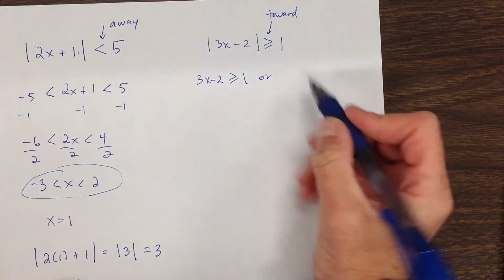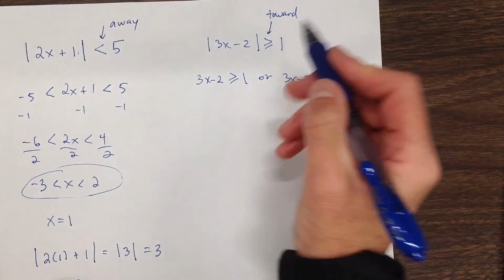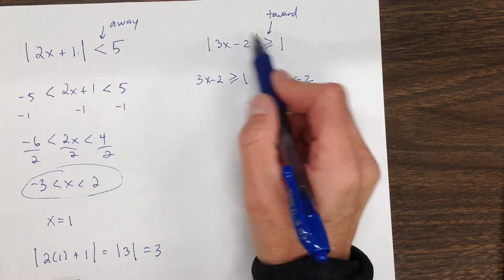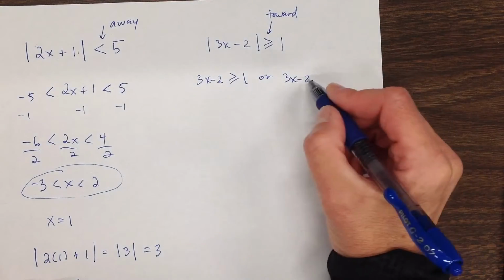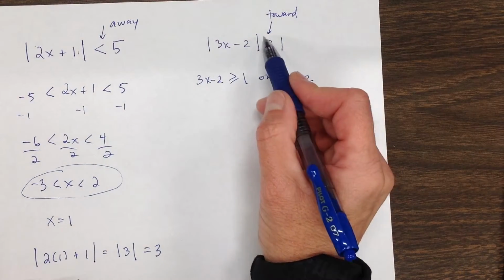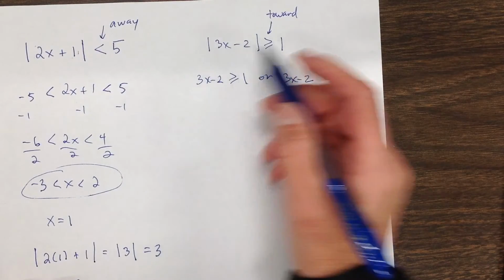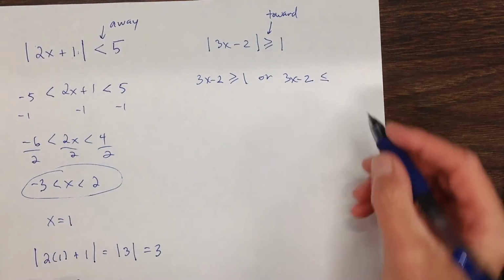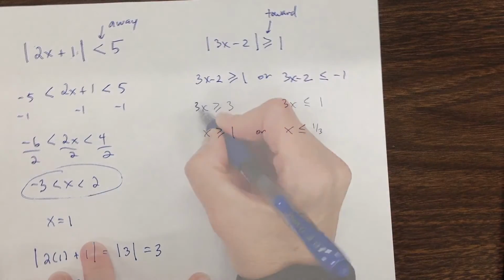or we take the inside, if it's smaller than or equal to negative 1, then when I take the absolute value, it'll take all of those and make them positive. So I take what's inside and make it bigger than or equal to this number, and I take what's inside and make it smaller than or equal to the negative of this number. And then I just solve them individually.